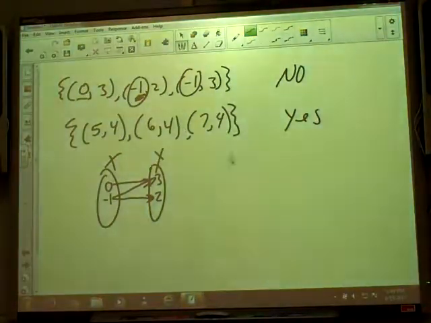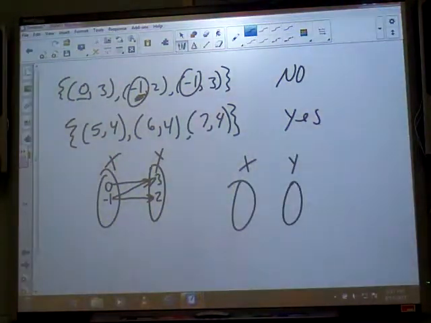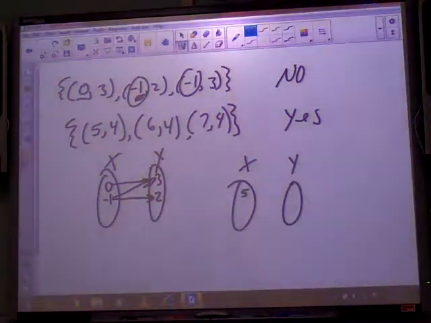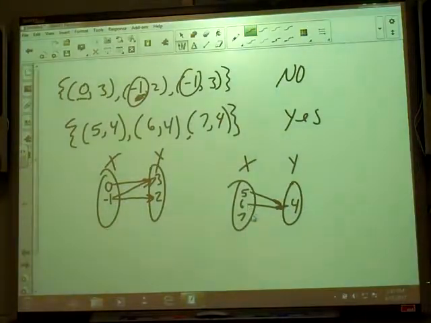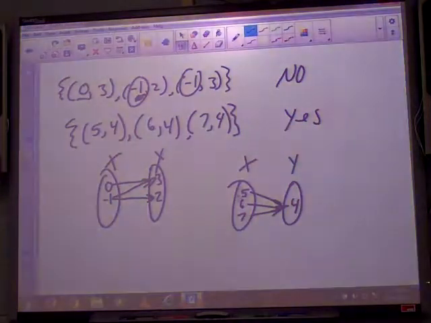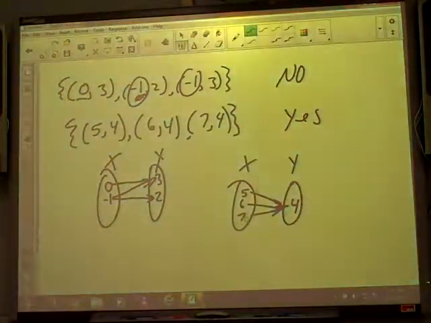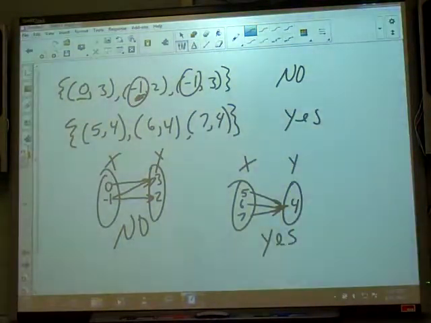Now this one, if I go to my mapping on that second one, I've got a 5, a 6, and a 7 in the x. My y's are all 4s. The 5 goes with 4, the 6 goes with 4, the 7 goes with 4. So the 4 is getting a lot of attention, but none of these 5, 6, or 7s over here have 2 arrows, do they? So this one again is a no, this one is your yes.